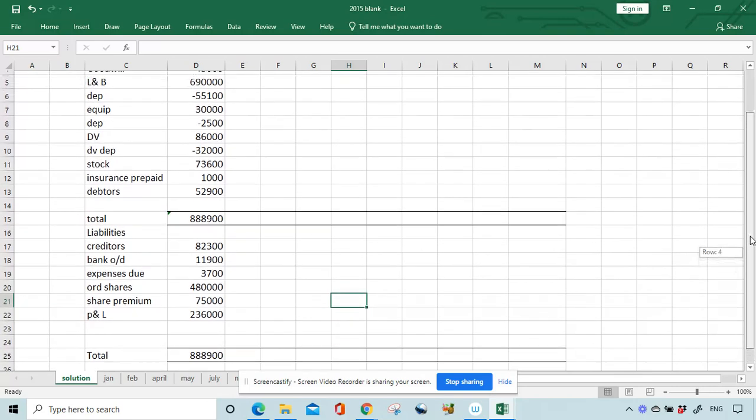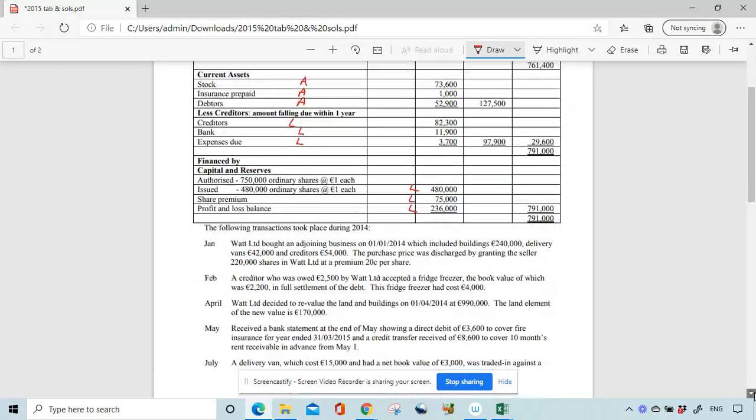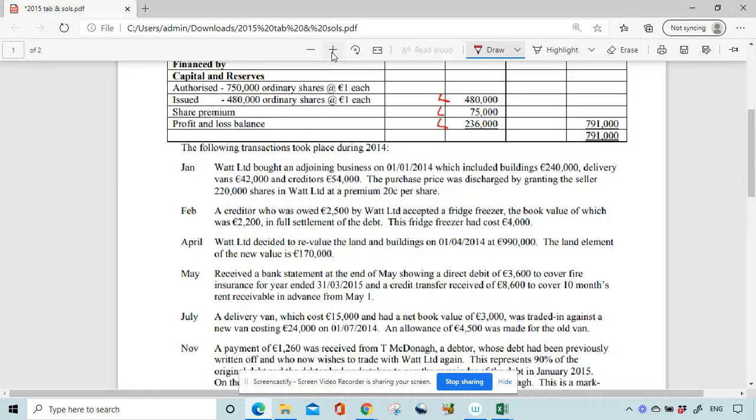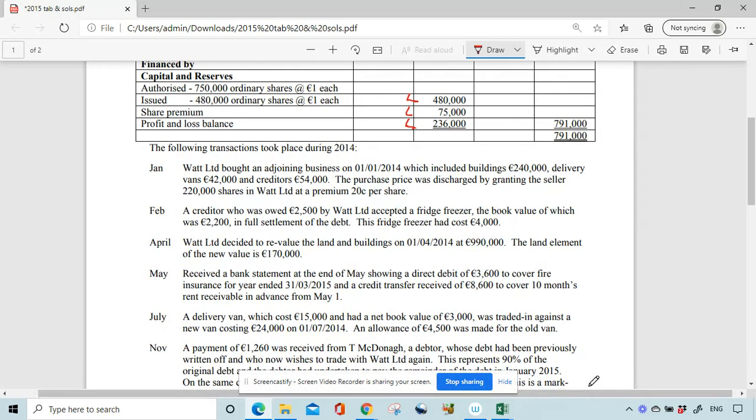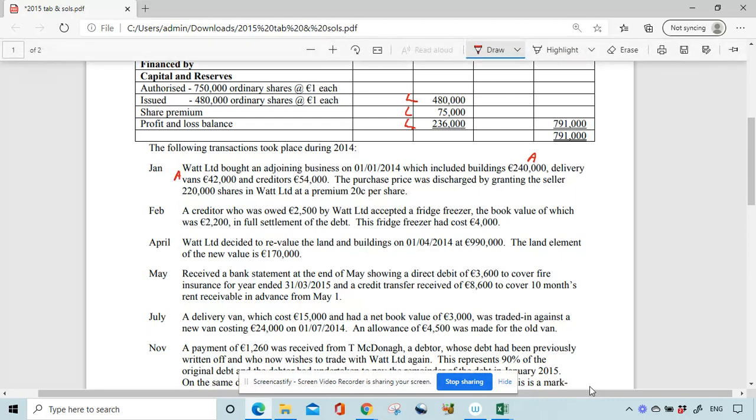So I'm going to go through each month in order. First of all, January. So make this slightly bigger. In January, Watt bought an adjoining business which included 240,000 buildings, so that would be an asset. Delivery vans, 42,000, that would be an asset. Creditors would be a liability. The purchase price was granting the seller 220,000 shares at €1 each. That would be a liability. And a share premium of 20 cents per share, so basically 20%. Again, that would be a liability.